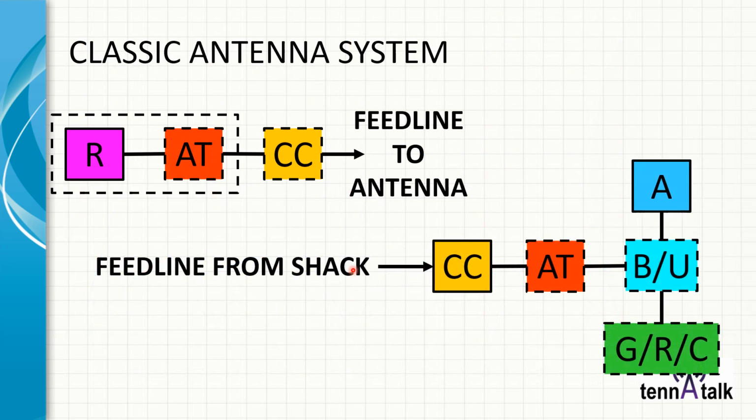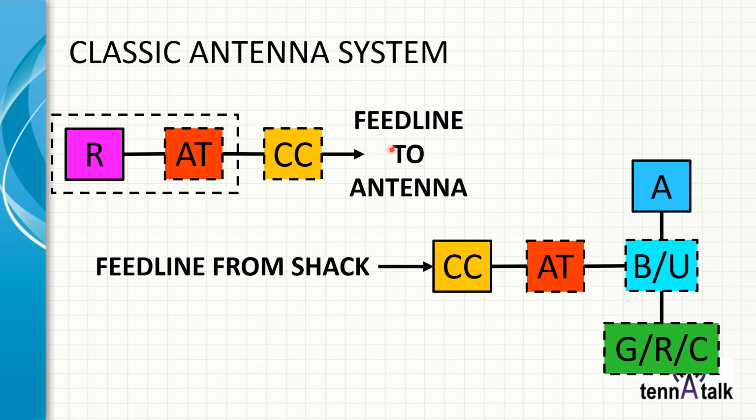Now let's take a look at the classic antenna system. This side up here is the rig side of the antenna. This side up here is the antenna side of the antenna. We start with the rig in purple here. We might have an antenna tuner, and that's why it's dotted, it's optional. And we might have a current choke, that's a CC, and that's dotted and that's optional. We'll come back to that in a second.